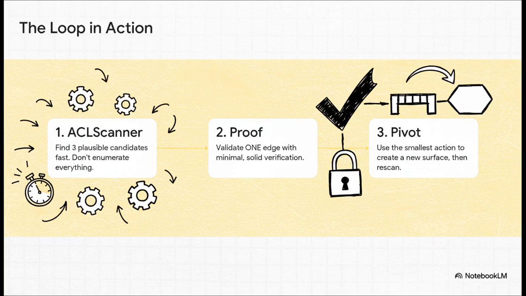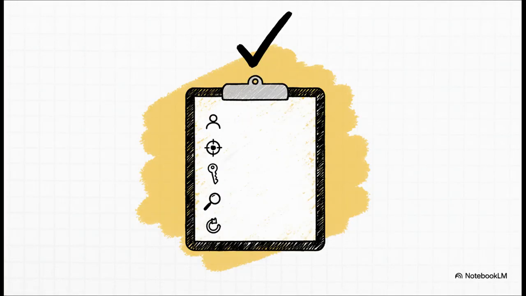Step 2, proof. Now you pump the brakes. Slow down. Pick just one of those candidates and prove it. Lock it down with solid, minimal proof. Then step 3, pivot. You take the smallest, safest action you can to use that new right, just enough to create a new attack surface. And only then do you start the loop all over again. And to make absolutely sure your proof is rock solid, you use this checklist. I call it the 5-point proof pack.